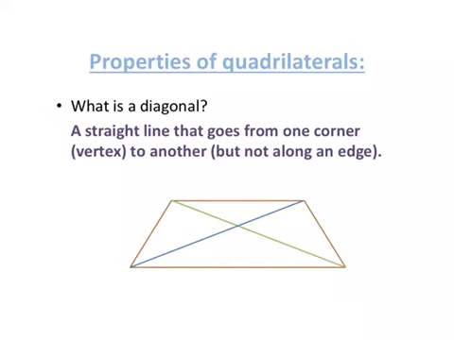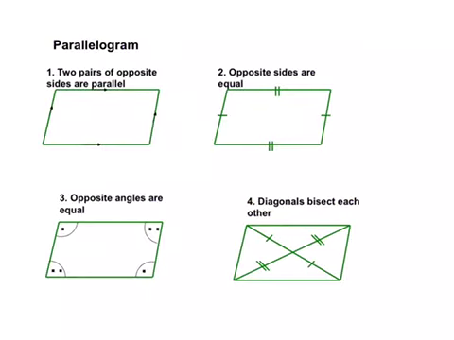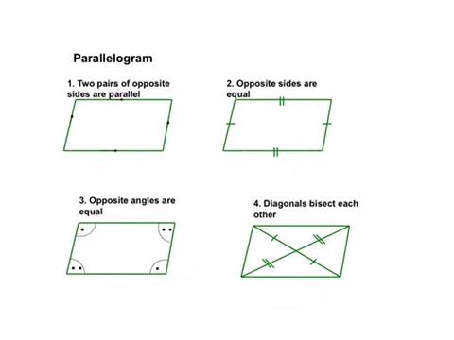So firstly, you need to know what a diagonal is. A diagonal is a straight line that goes from one corner, a point is a vertex, to another, but not along an edge. It goes through the inside of the shape. That's a diagonal, and that's a diagonal. Right, so that's important. So now let's look at the parallelogram specifically.